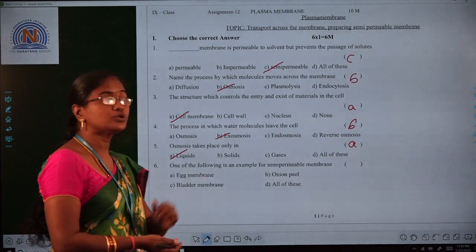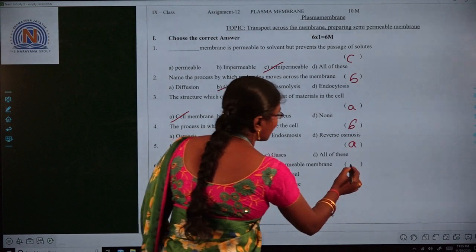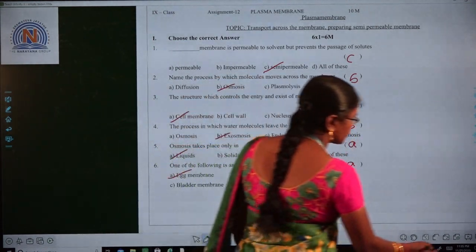And the last bit: one of the following is an example for semi-permeable membrane. In the given options, which is an example for semi-permeable membrane? That is the egg membrane, option A. Let us see the questions and answers.